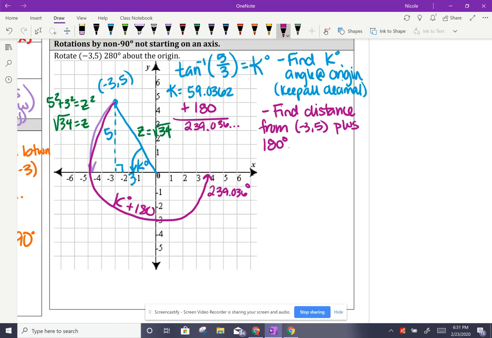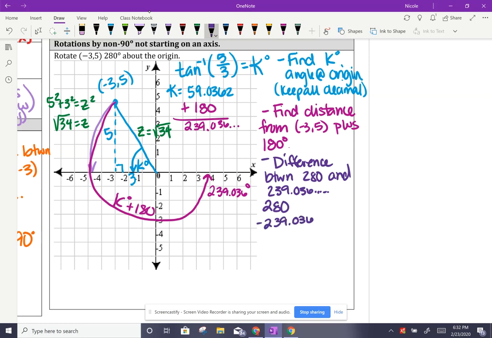So now I just need to know how much farther I need to go in order to make the complete 280 degrees. So I need to find the difference between 280 and 239.036, yada, yada, yada. So I'm going to subtract the two. So 280 minus 239.036, yada, yada, yada.